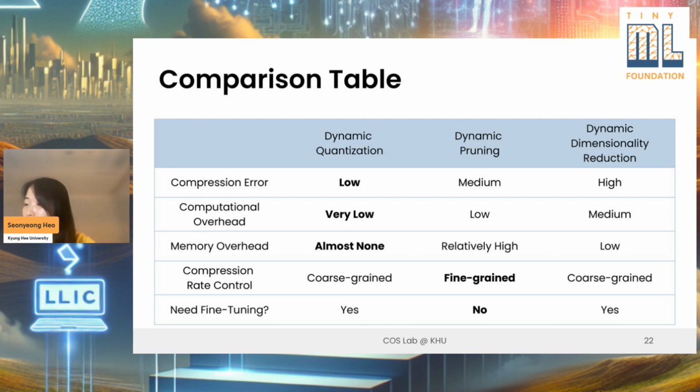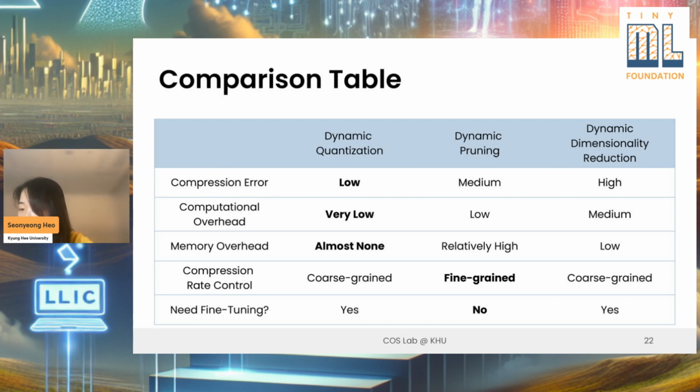So here is the comparison table of the dynamic compression methods. In terms of compression error, we saw that the weighted quantization can obtain much lower compression error than the other methods. Conversely, dynamic pruning obtained relatively higher compression error because, as we saw in the histogram, the original sparsity of KV arrays is not that high.